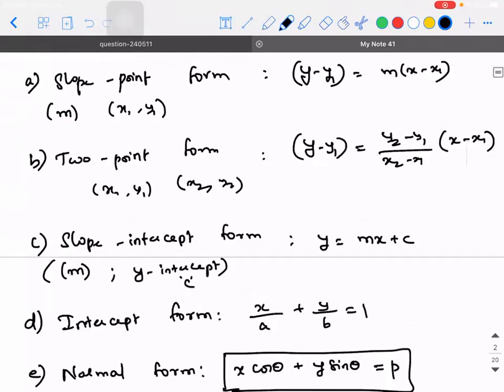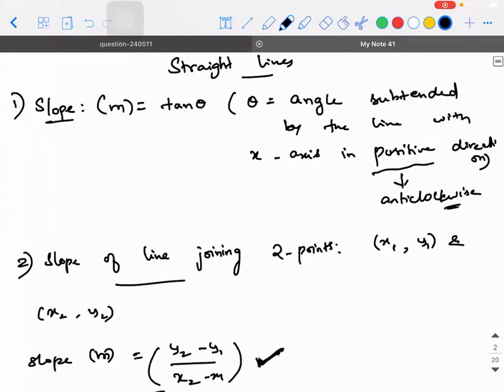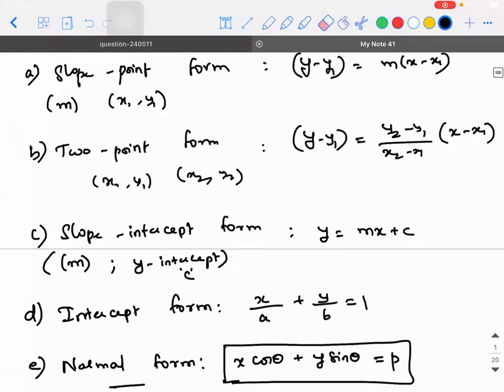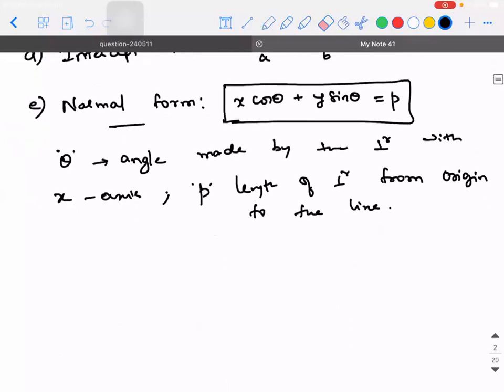So these are all the different forms of line. Is there any doubt till here? No doubt. Okay. Others?